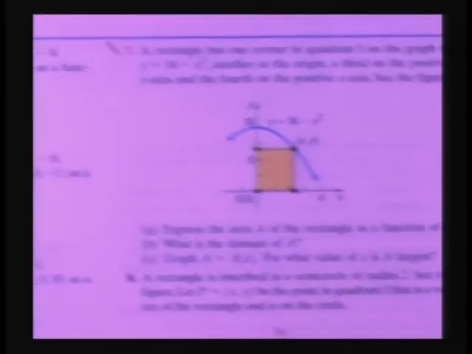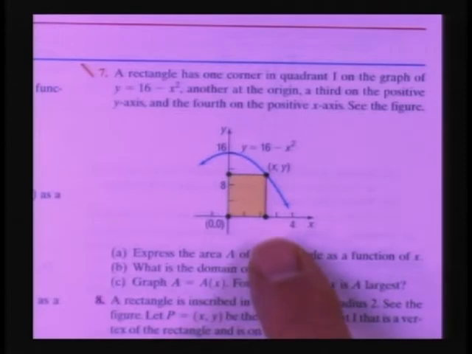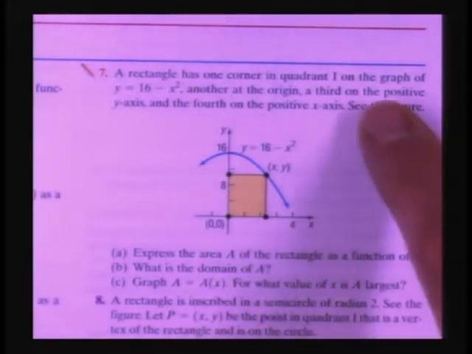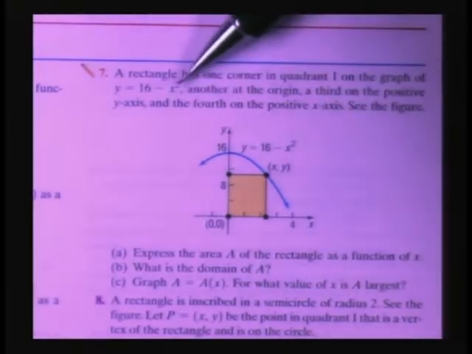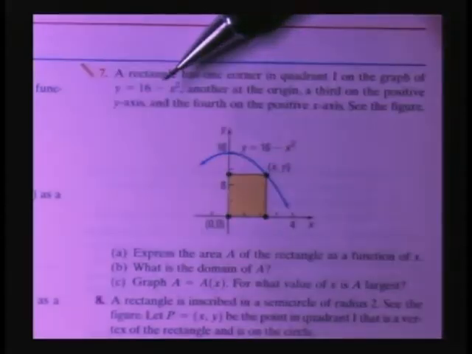and let me enlarge that a little bit so that we can see it clearly on the screen. Here it is. Here's a picture. If you carefully read the words, a rectangle has one corner in the first quadrant of the graph of y equals 16 minus x squared, and another point at the origin. And so those are corners of a rectangle.